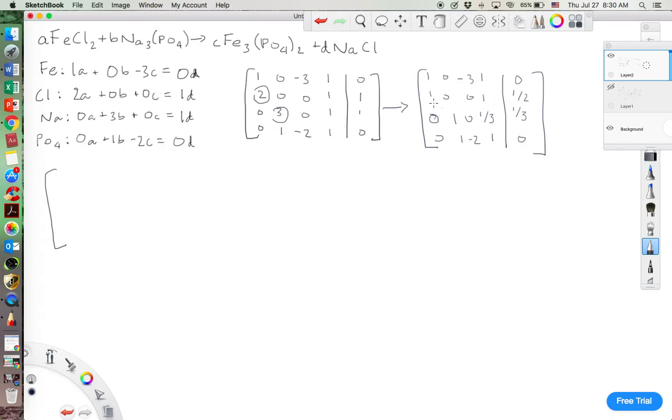R1 minus R2, that means we're going to get a 0 here. So we'll get 0, 0, -3, 1/2, -1/2, 1, 0, 0, 1/2, 1/2 here, 0, 1, 0, 1/3, and 1/3 here, and 0, 0, -2, 2/3, and finally -1/3.